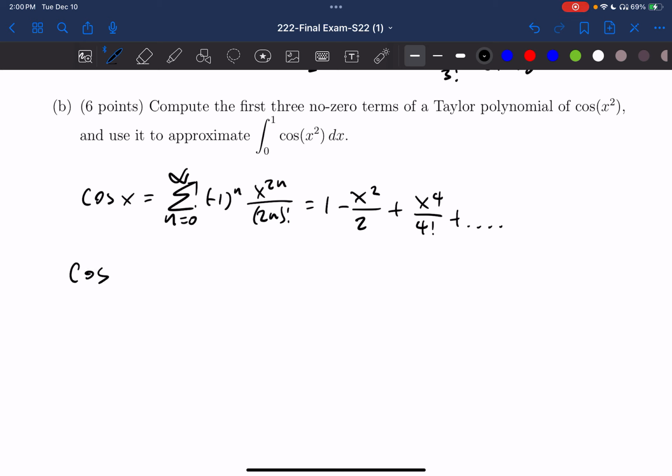Now, we need cosine x squared. Let's just replace every x we see with x squared. Therefore, we're going to get 1 minus x squared squared, which is x to the 4th power divided by 2, plus x squared to the 4th power, which is x to the 8th power divided by 4 factorial, plus dot dot dot and so on.